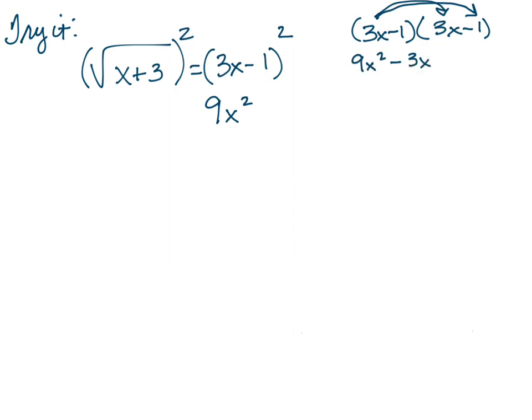Minus 3x. And then a negative 1 times a 3x, which is going to make minus another 3x. So what happens in the middle is I have a double product. I have two 3x's. So instead I'm going to have minus 6x in the middle. Minus 6x in the middle. And then on the end, negative 1 times 1? Plus 1. That handles the right side.